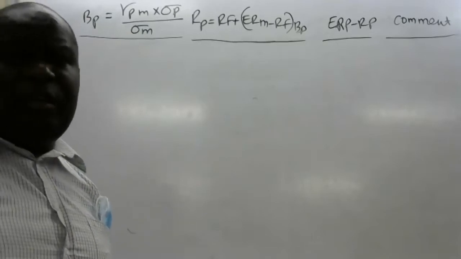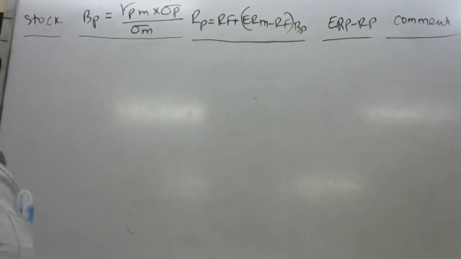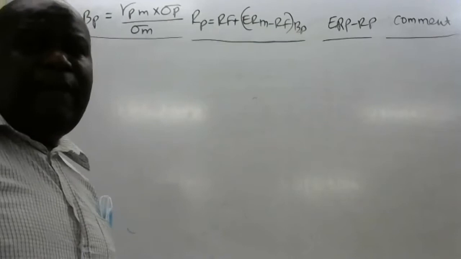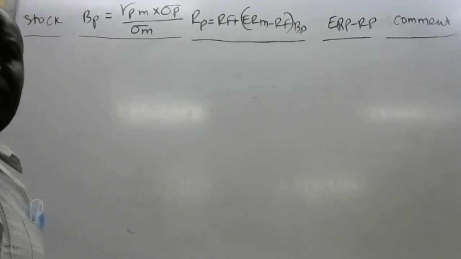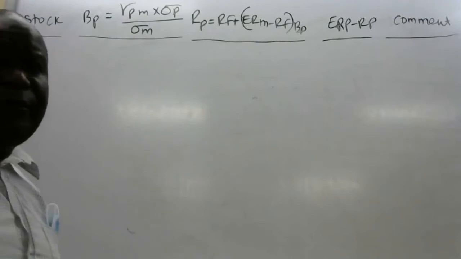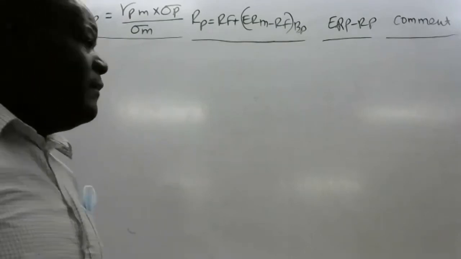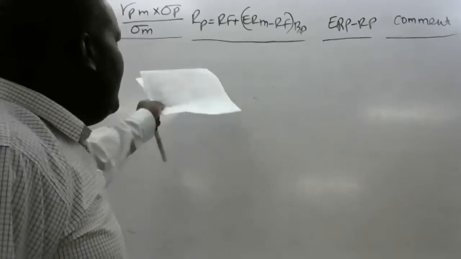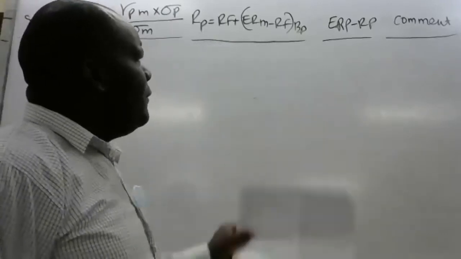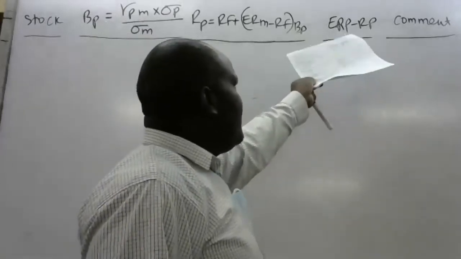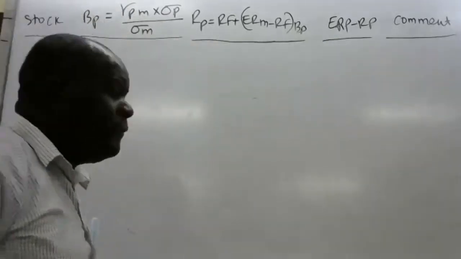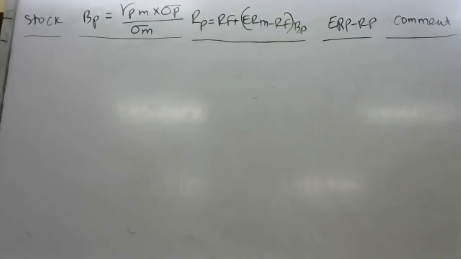For this question, to get the beta factor, it is the correlation coefficient between the portfolio and the market, multiplied by the standard deviation of the portfolio, divided by the standard deviation of the market. Then we get a return for the portfolio. Then the expected return minus the return for the portfolio, and we comment on the basis of that.